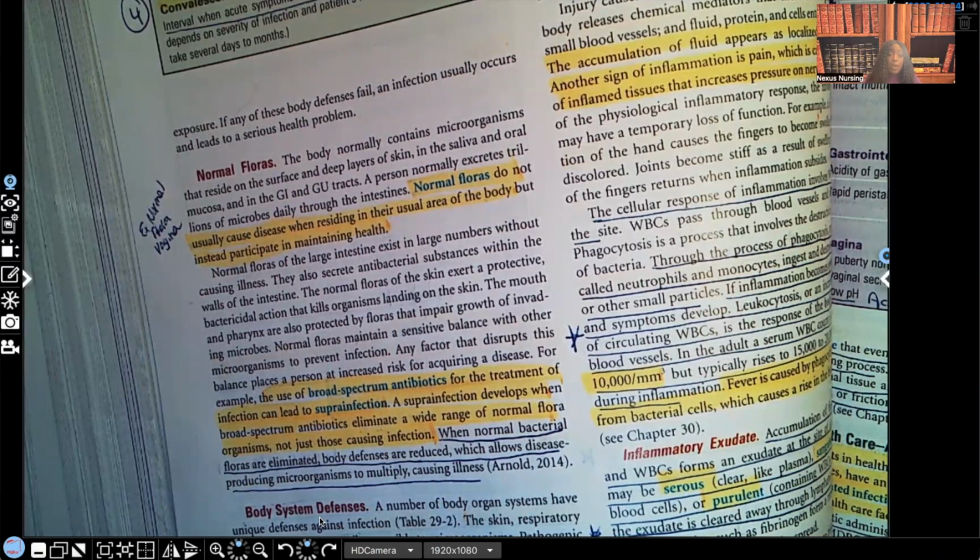So if a patient's getting a broad spectrum antibiotic, they're getting antibiotics that are killing everything under the sun. It's also going to kill the normal flora, and it can cause the patient to have a superinfection. When normal bacterial floras are eliminated, the body defenses are reduced, and it allows disease-producing microorganisms to multiply and cause illness. An example I gave you guys was thrush.